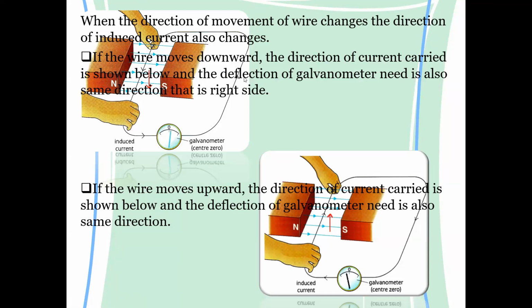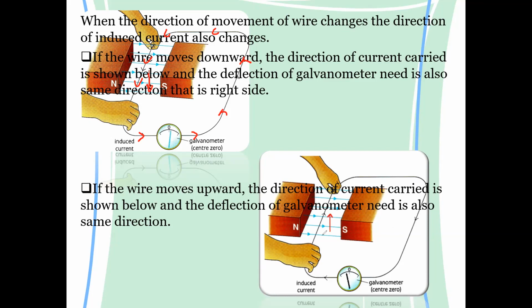The EMF induced depends on two things, like the direction of the movement of the wire. If we change the direction of the movement of the wire, the induced current will also change. For example, first we are moving the wire downward. If we are moving the wire downward, this is the direction in which the current is induced, or produced. How to find the direction of the induced current, we will do in the next slide. So if we are moving the wire downward, the current is induced in this manner.